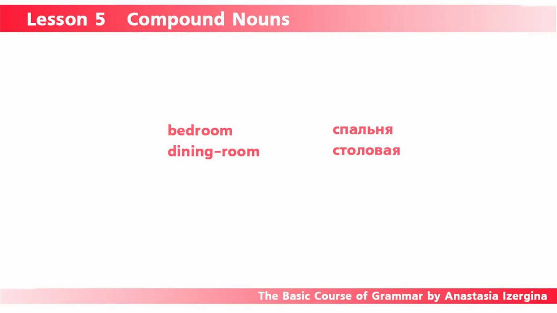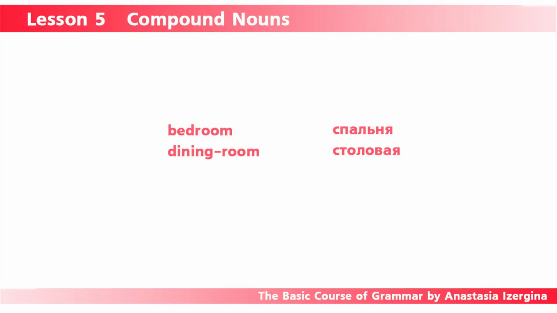Bedroom. Bedroom has 2 words in its structure, bed and room. Bedroom as a word has the meaning of a room where people get some rest, get to sleep. Dining room. Dining and room. 2 roots make a new notion, which means the special room where people usually like to have their dinner or lunch, where they gather together to have some snack.